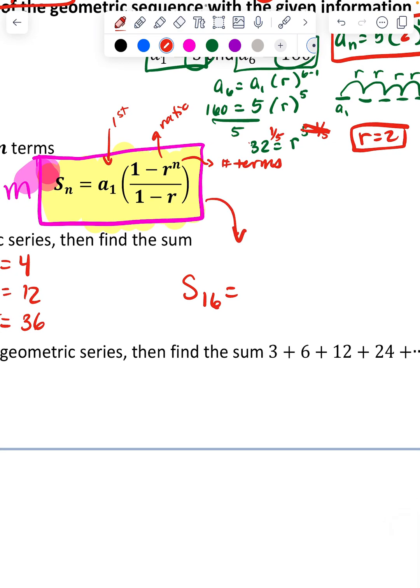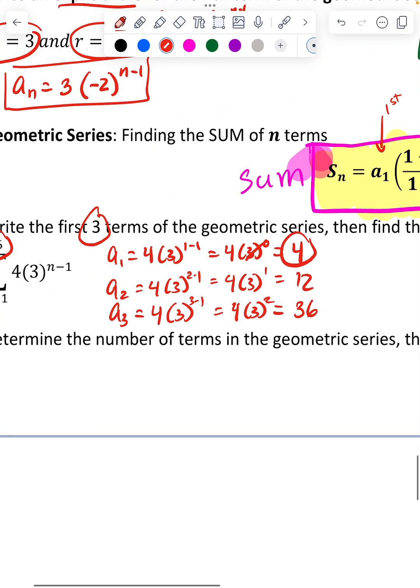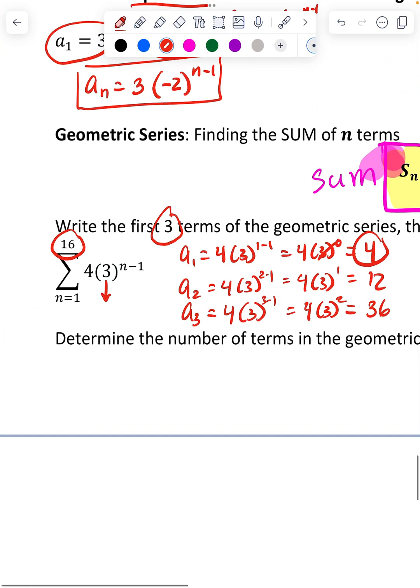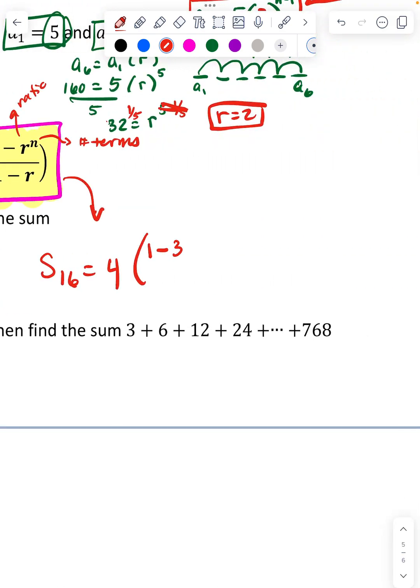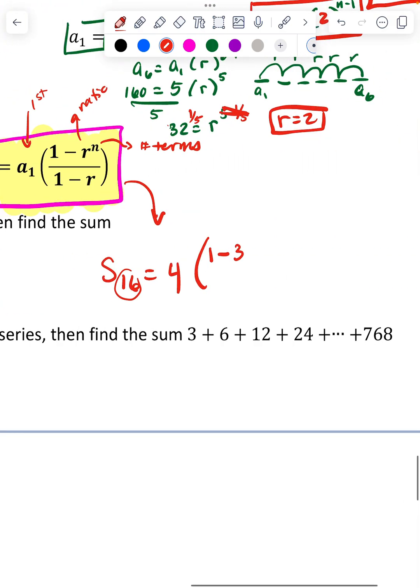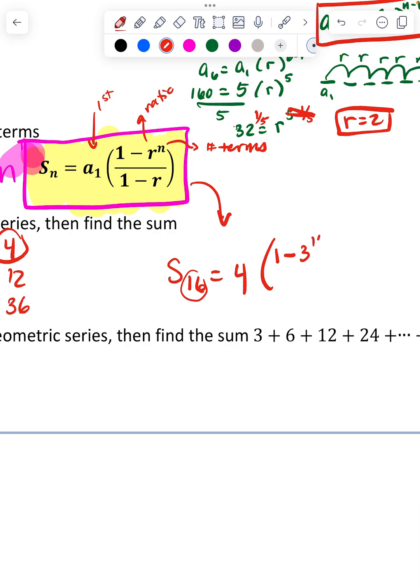the formula. It wants the first term, which was a 4, and then 1 minus my ratio, and if I look back at the problem, the ratio is always inside the parentheses raised to a power. So my ratio is 3. Then I have to put it to the power of n, which is the number of terms. So that's a 16. And on the bottom, I just have 1 minus r.